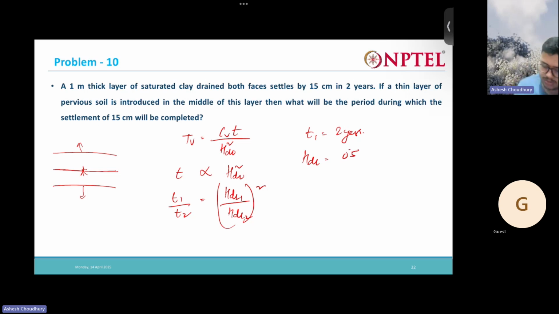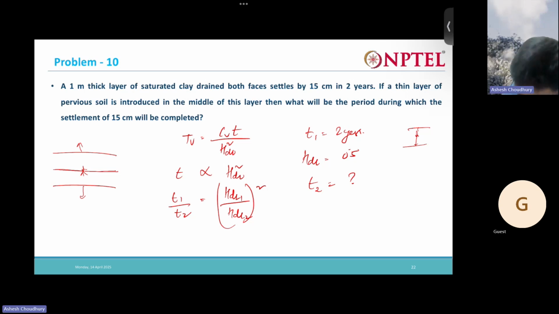So 1 meter. The drainage path is half, that is 0.5, and time T2 I don't know. Okay, so I initially read the question wrong. I read that in 2 years' time, what will be the amount? No, the question is that 15 centimeter settlement will now take how long? So obviously it will be lesser time. Initially it took 2 years. Now as you have reduced the drainage path, the time required for 15 centimeter settlement will be lesser.